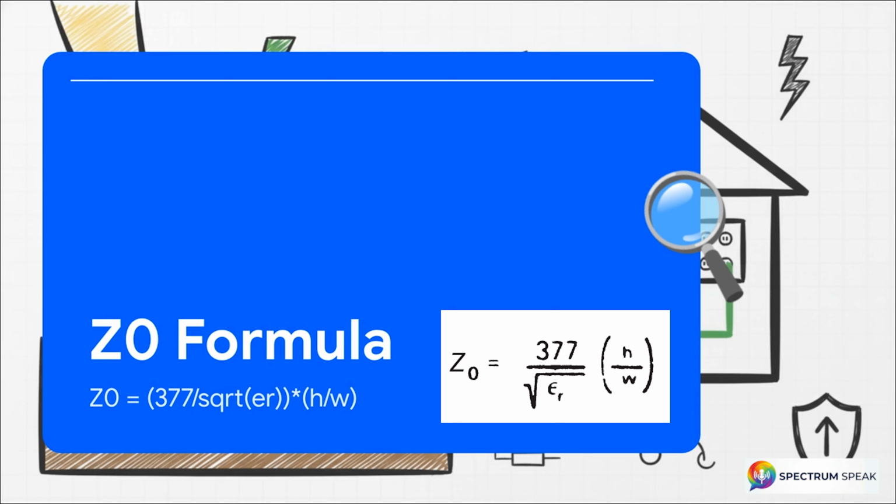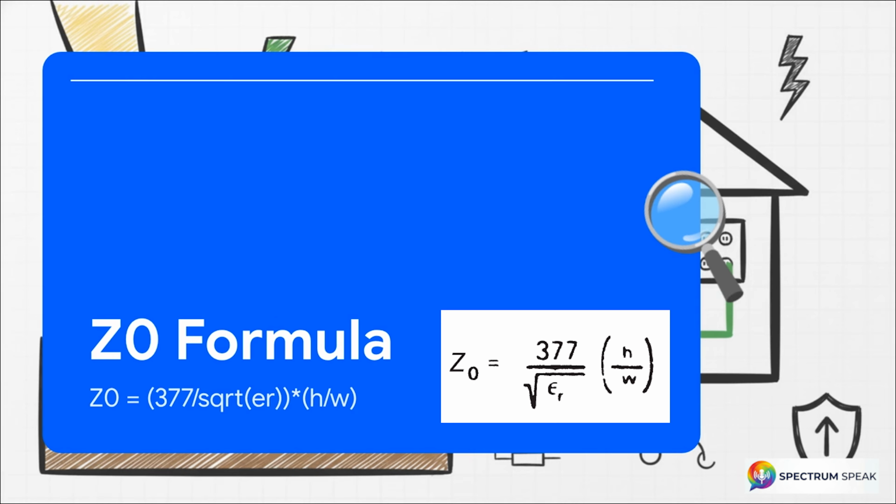Plug it in. The square root of our dielectric constant, 4, is 2. So 377 divided by 2 gives us 188.5. Now for the geometry. Our height of 0.1 divided by our width of 10 gives us 0.01. Multiply 188.5 by 0.01 and boom, our characteristic impedance Z0 is 1.885 ohms. Look at that relationship.